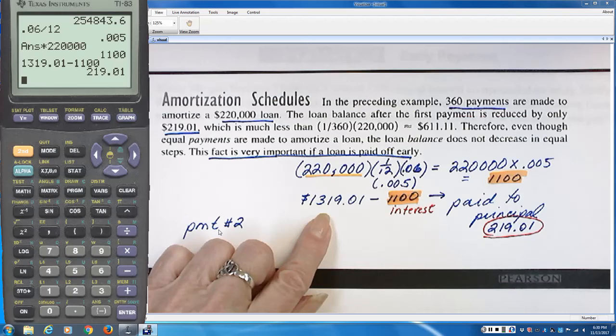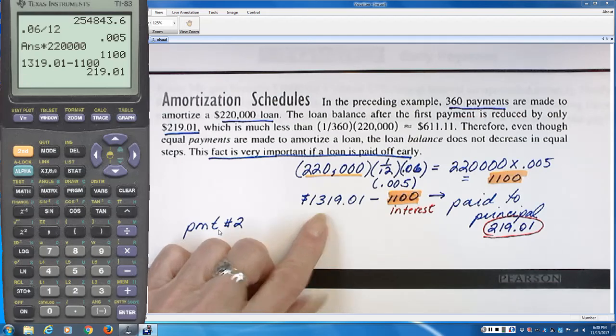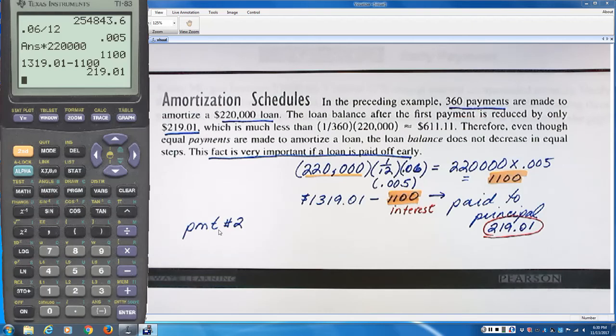What is the principal? The principal is the amount that you still owe. The amount you still owe on the loan is the principal. Is that what you were paying on the house or something? For forever.